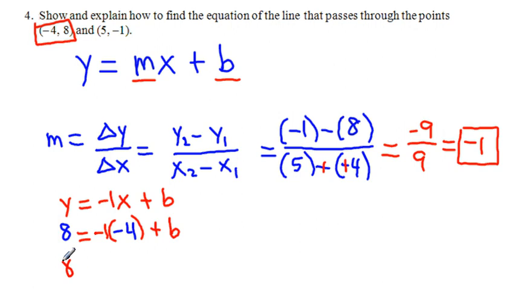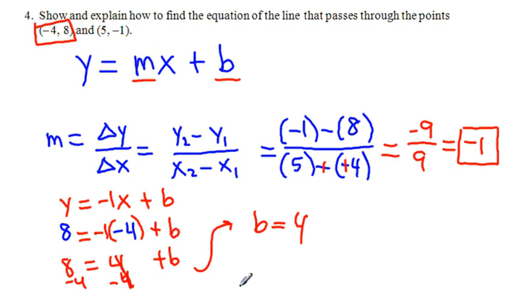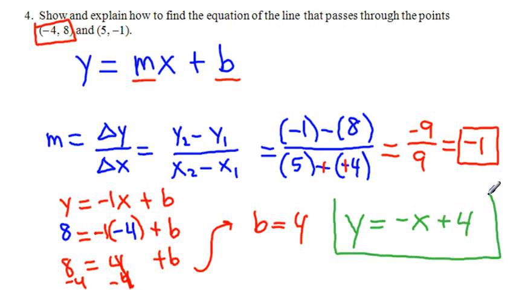We have 8 on this side. -1 times -4 is +4. And if you subtract 4 from both sides of the equation, 8 minus 4 is 4. These cancel out, so this turns into the y-intercept equals 4. And so we can write our final equation, now that we know both the y-intercept and the slope. The final equation is y equals -x, because the slope was -1. You don't need to put the actual 1, plus a starting value or y-intercept of 4. So this is our final equation.